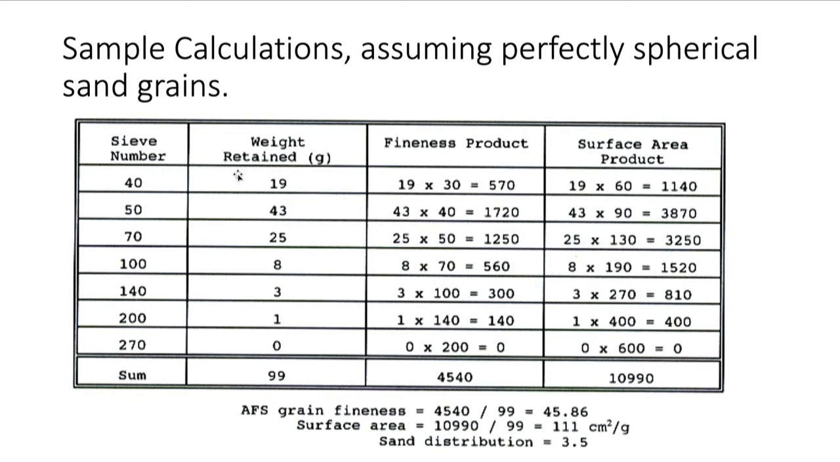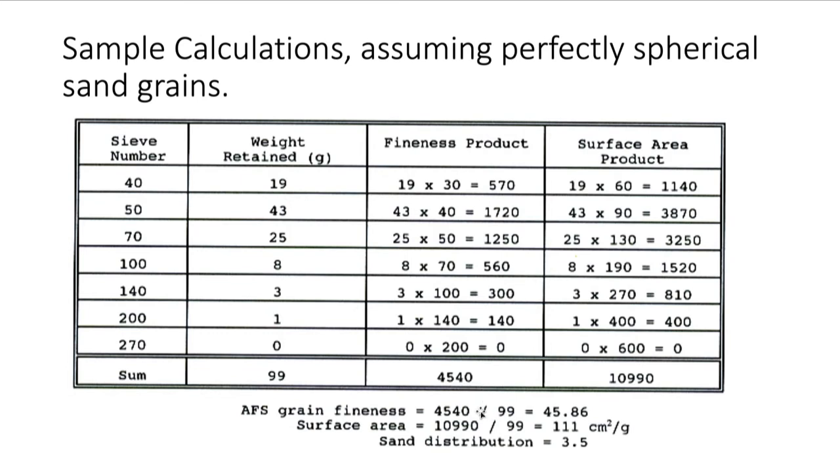Okay, so what we're going to do is take our number of grams that we had and multiply it by the fineness multiplier, and then we get a number, a product. We do that for all of the different screens, and we get all these products, and then we add all those products up, and we get a product of 4540 here.